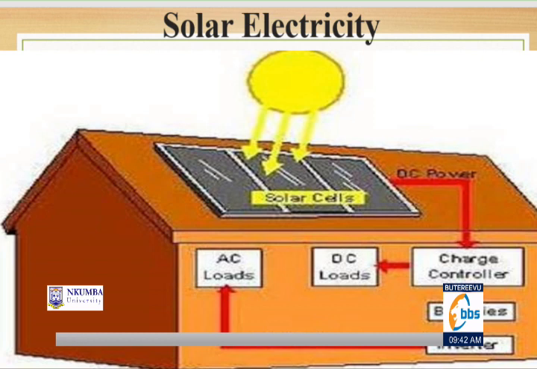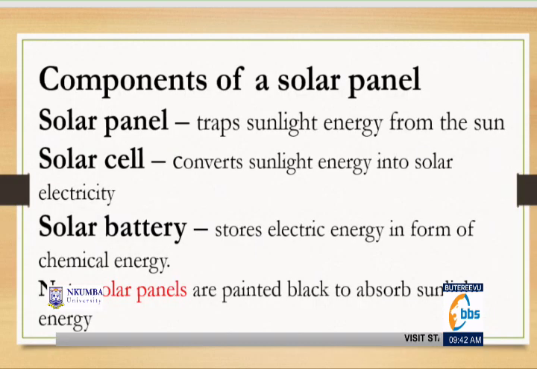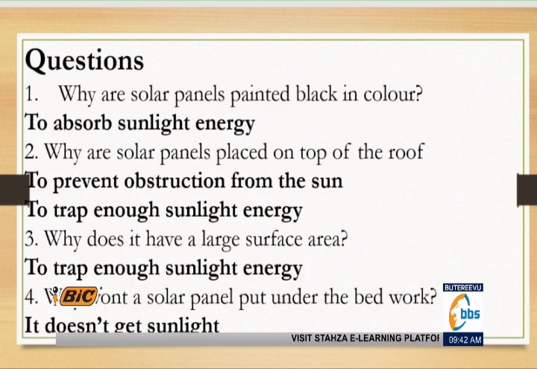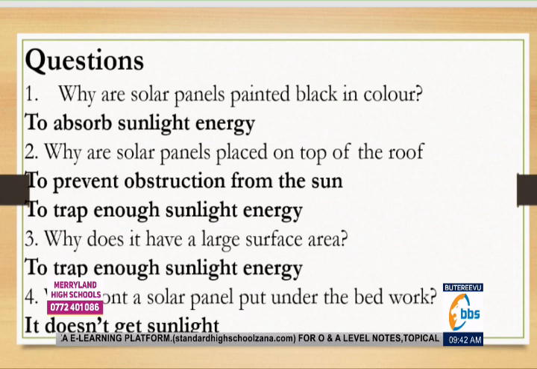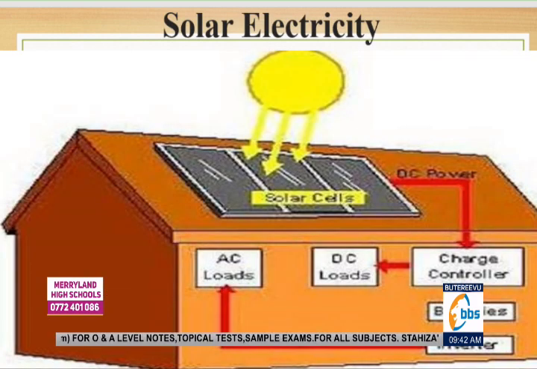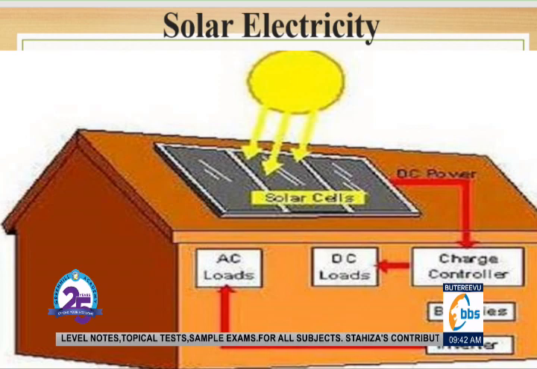Now, let's continue. We've already seen that. I think for those of you who are taking note, please feel free and take note. Let's look at those questions there. Why are solar panels painted black in color? I've already shown you that they are painted black mainly to absorb sunlight energy, not heat.